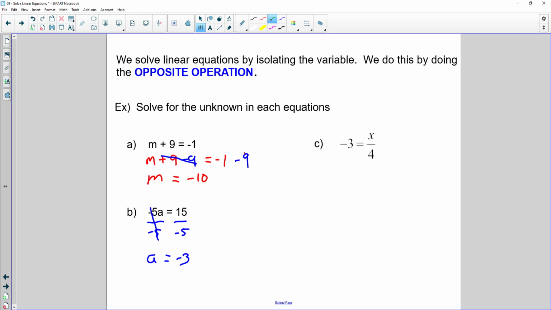Lastly, over here for question C, solving for x, the x is on the right-hand side of the equation, but that doesn't matter, left or right, they're the same thing. So what is stopping the x from being alone? We have x divided by 4, so I'm going to multiply both sides by 4. So on the left, I'll have 4 times negative 3. It's equal to x over 4 times 4. Those 4s cancel, so I'm left with just x. 4 times negative 3 is negative 12.